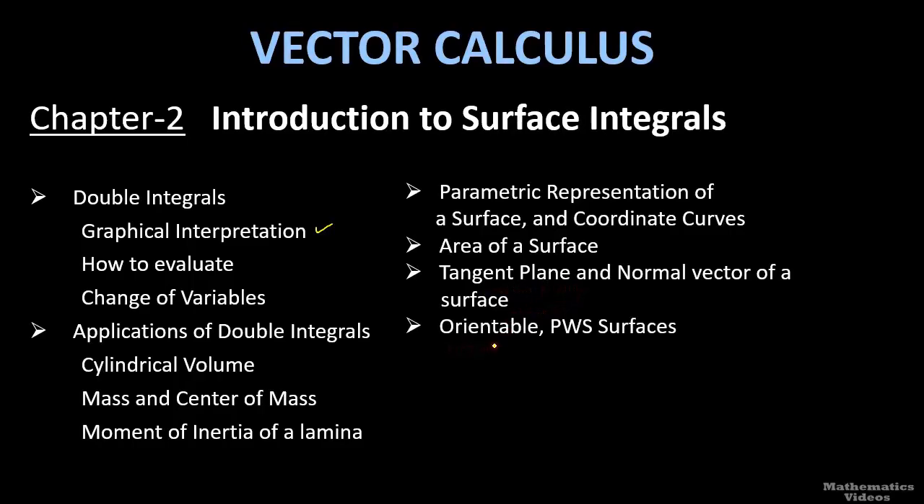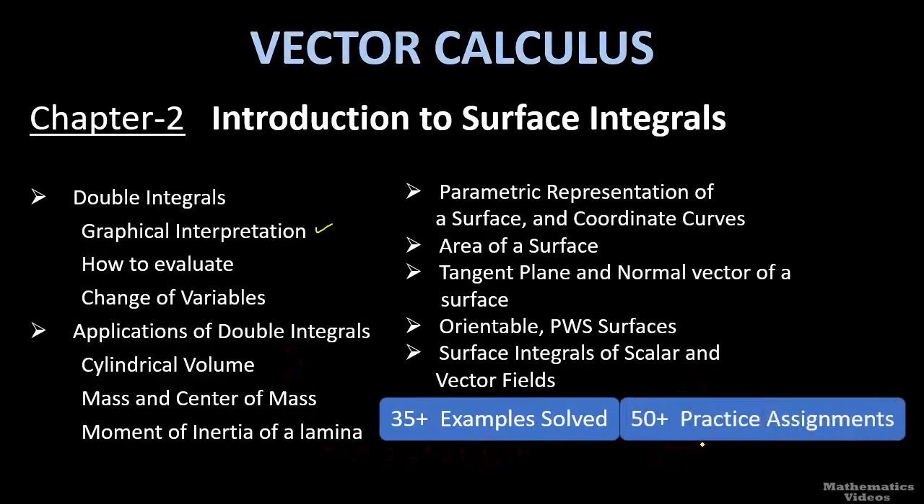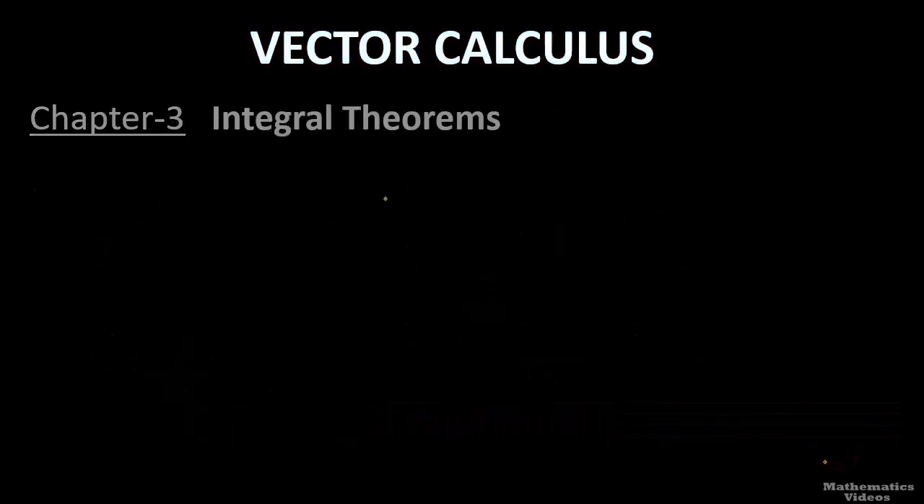And then we will discuss the orientable and non-orientable surfaces and piecewise smooth surfaces. After learning all these topics, you will be in a position to understand the definition of the surface integrals of scalar and vector fields and how to solve them. More than 35 examples are solved in this chapter in order to understand these topics, and more than 50 practice assignments are included. Let me move to the third chapter.